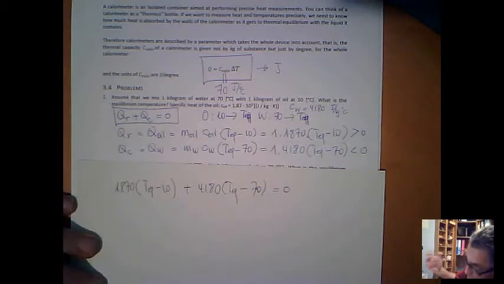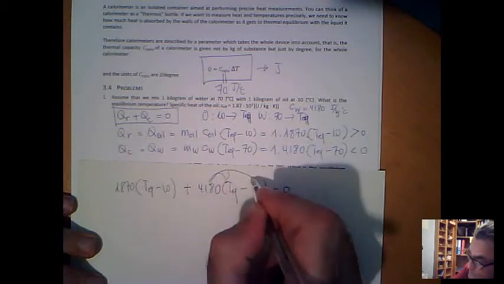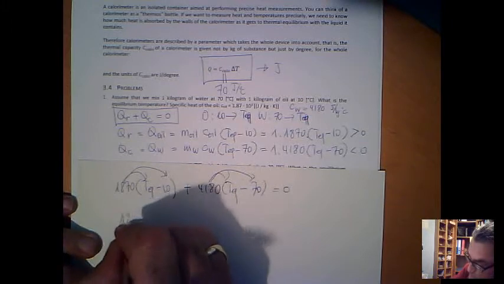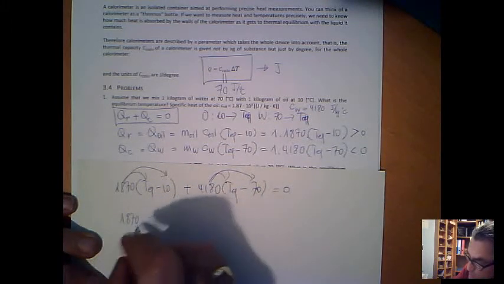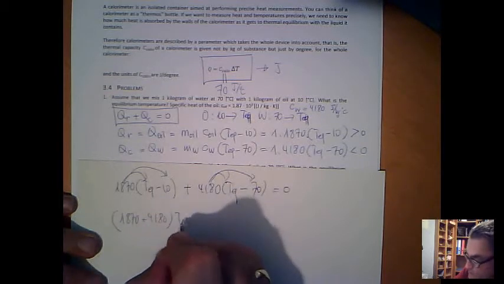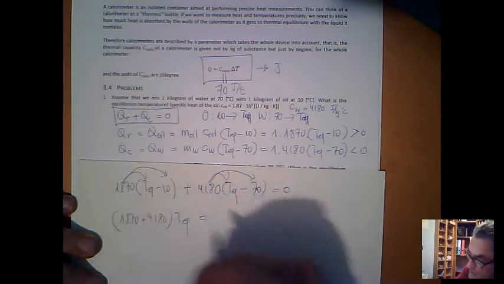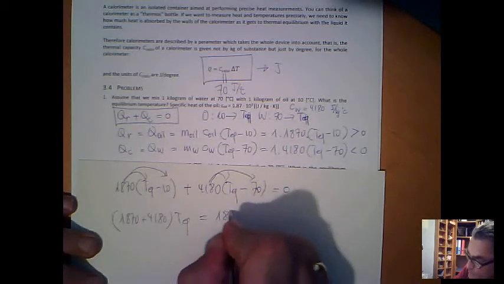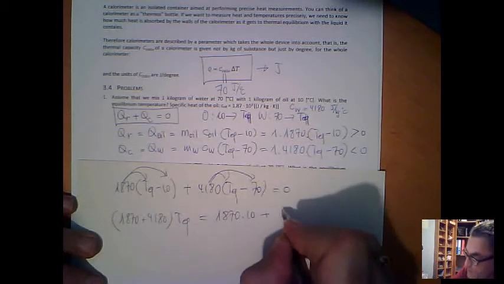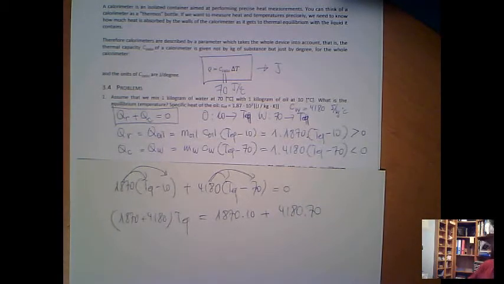And now it's the same as before. So we distribute everything, and we are left with 1,870 plus 4,180 times T on the left side of the equation, and on the right side we are going to have 1,870 times 10 plus 4,180 times 70. I give you some time to write down.